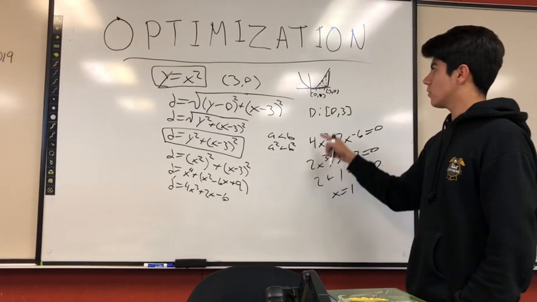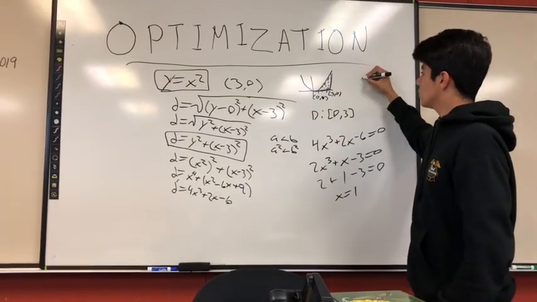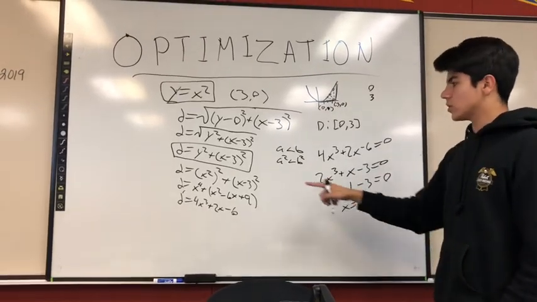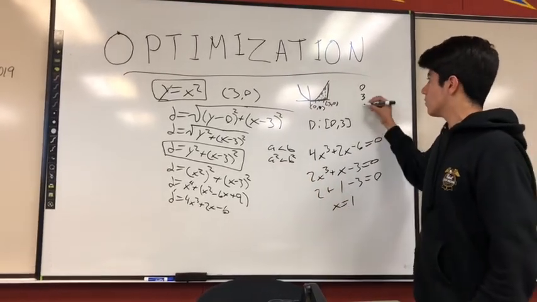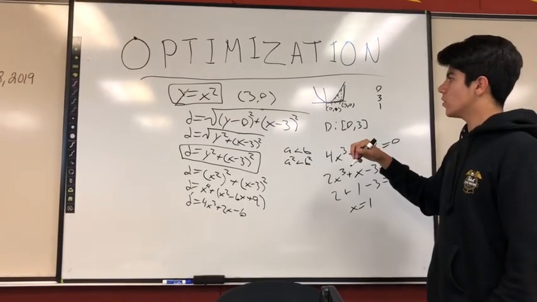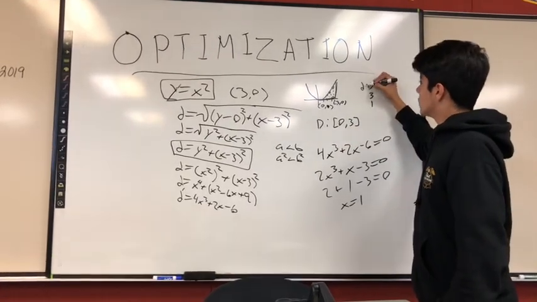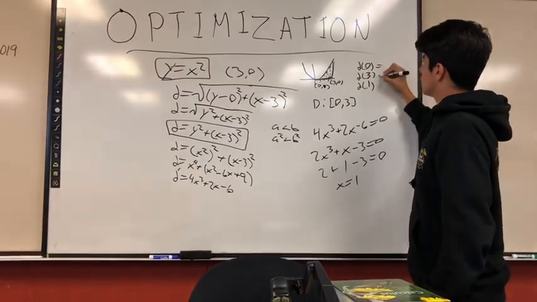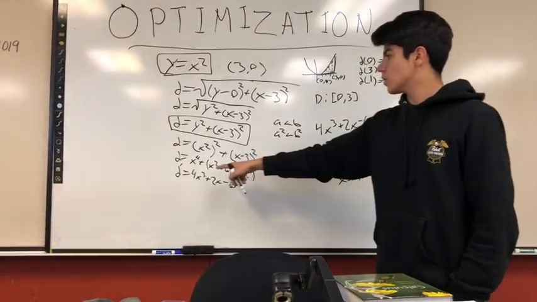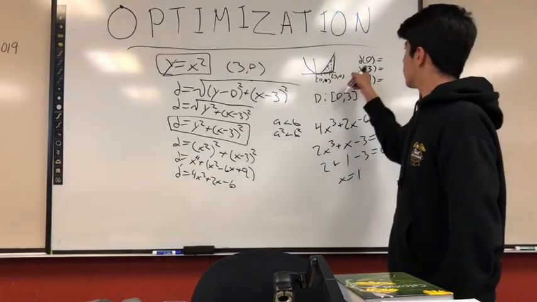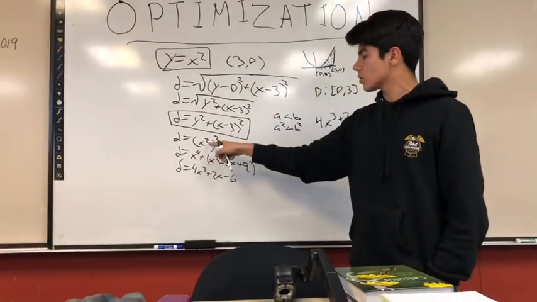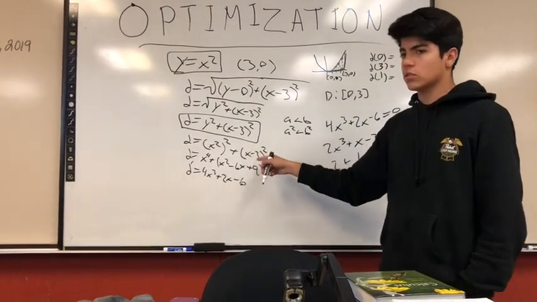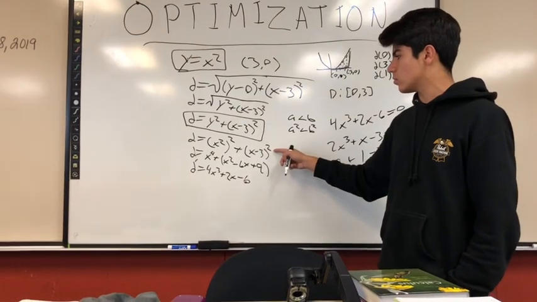So now we have 3 points. We have our endpoint of 0. We have our endpoint of 3. And then we have our zero of our derivative, which is 1. And so if we put in the distance of 0, distance of 3, and distance of 1, let's put it into this problem here. With the distance of 0, we're going to get distance equals 0 squared, this is 0, plus (0 minus 3) squared. 0 minus 3 is negative 3, squared is going to be 9.